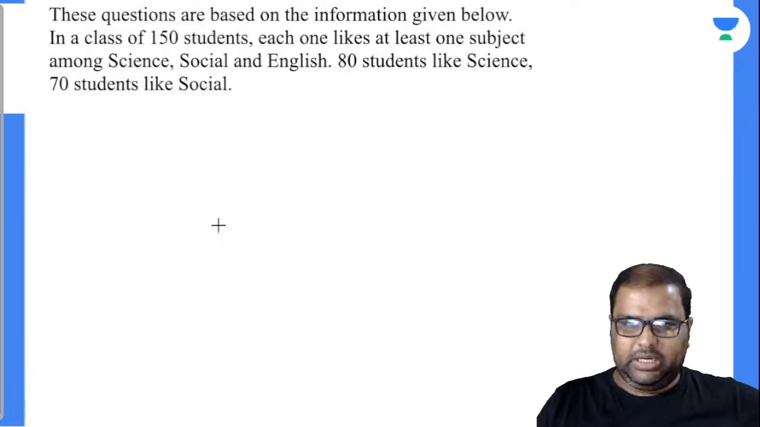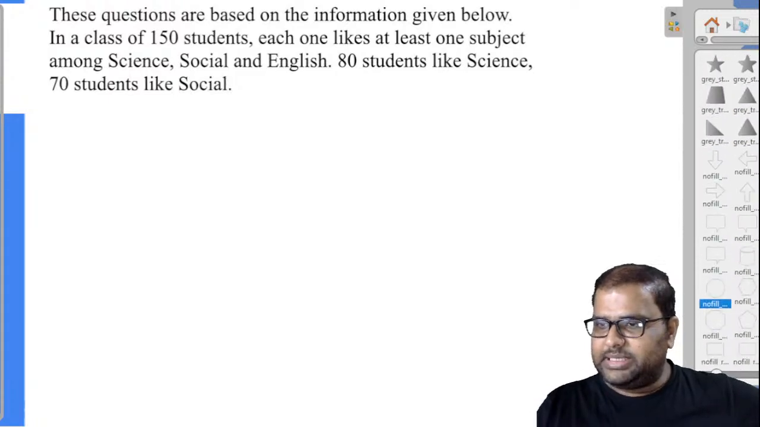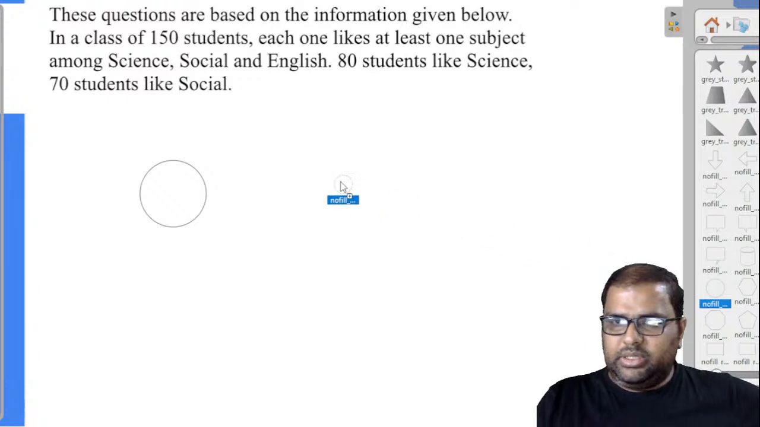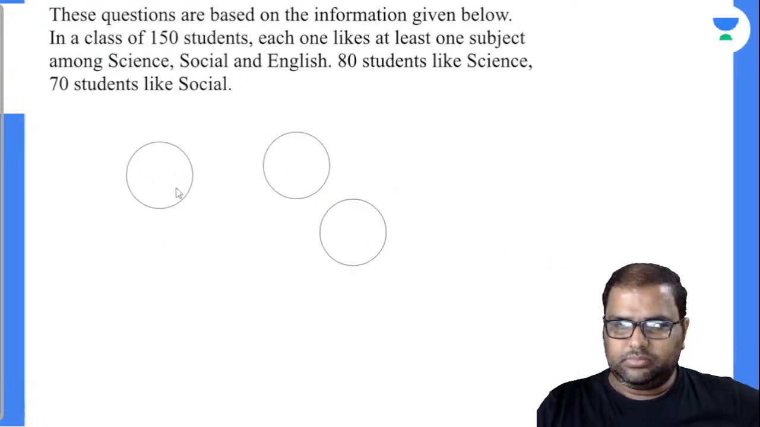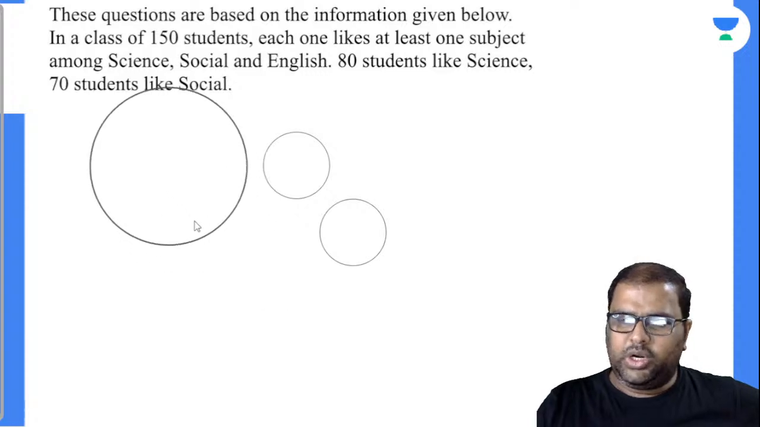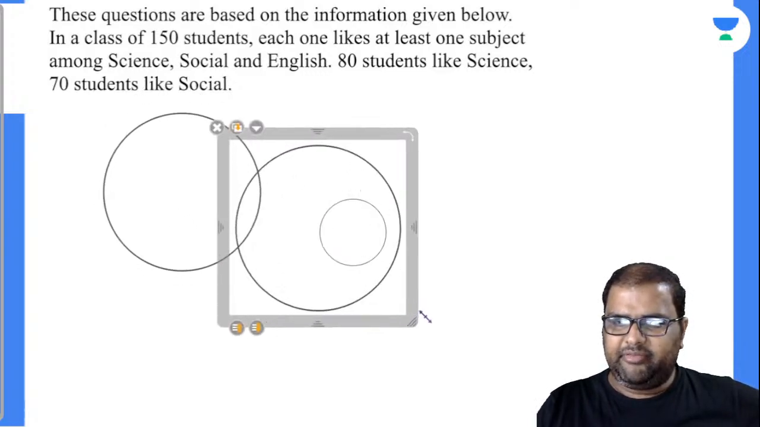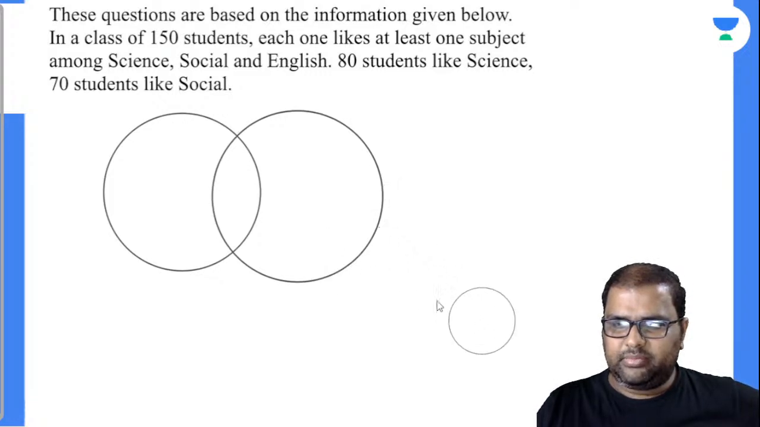I'll write down the data also here. Okay, let's come to the questions there. Again, maximization and minimization. These questions are based on the information given below. So by this you got a conclusion there. Focus on A, D, G, then D, F, then G.